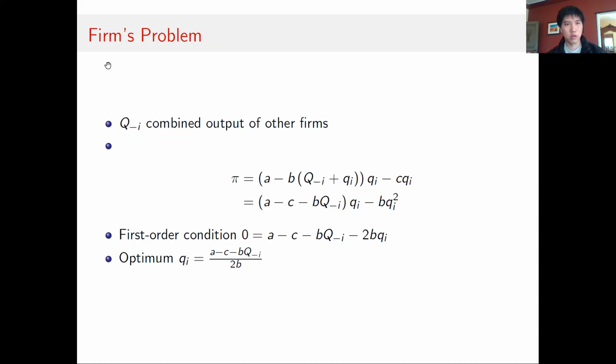And how you think about this problem as a firm is you take the combined output of all the other firms as given. From your perspective, the details of how the other firms are producing don't matter. Their combined output is enough of a summary statistic to determine the price. So profits are price times quantity, that's the revenue, minus the costs. And if you simplify this, you can get a first order condition, and this allows you to get an expression for the optimal quantity from the firm's perspective.